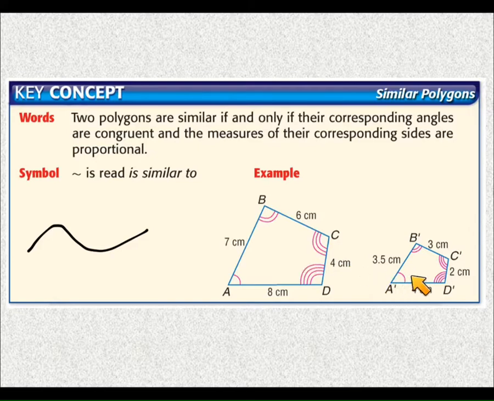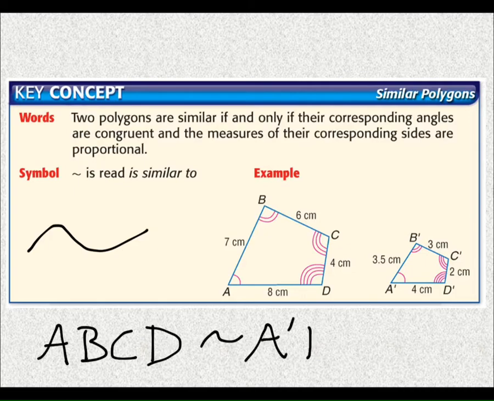In this case, these two figures would be similar because their angles are all the same. This A is congruent to this A. We call this A prime, with the apostrophe. So I would write it as ABCD is similar to A prime, B prime, C prime, D prime. Because remember, the order does matter. So angle A matches up with A prime here. The prime is just that apostrophe.